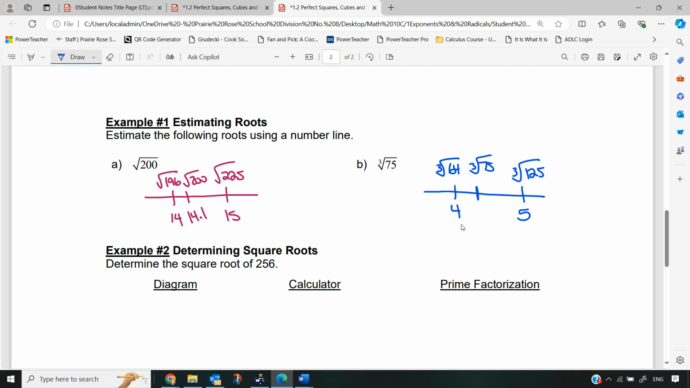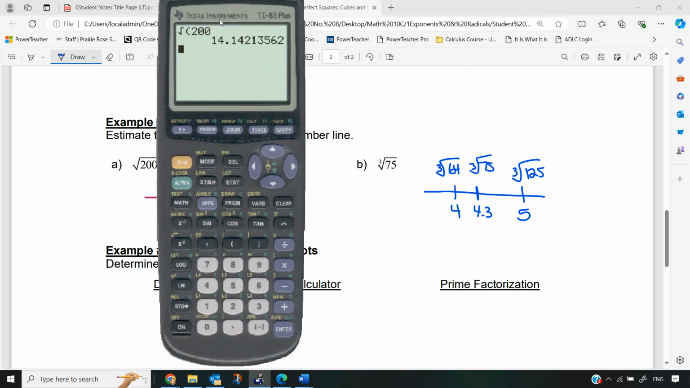And so maybe estimating about 4.2, 4.3, I'm going to estimate 4.3, and that would be close. Now, if I go and check on my calculator and I want to do cube root, I can type math and then 4 for cube root, type in 75, and it says 4.217. So 4.3 would be a realistic estimate.